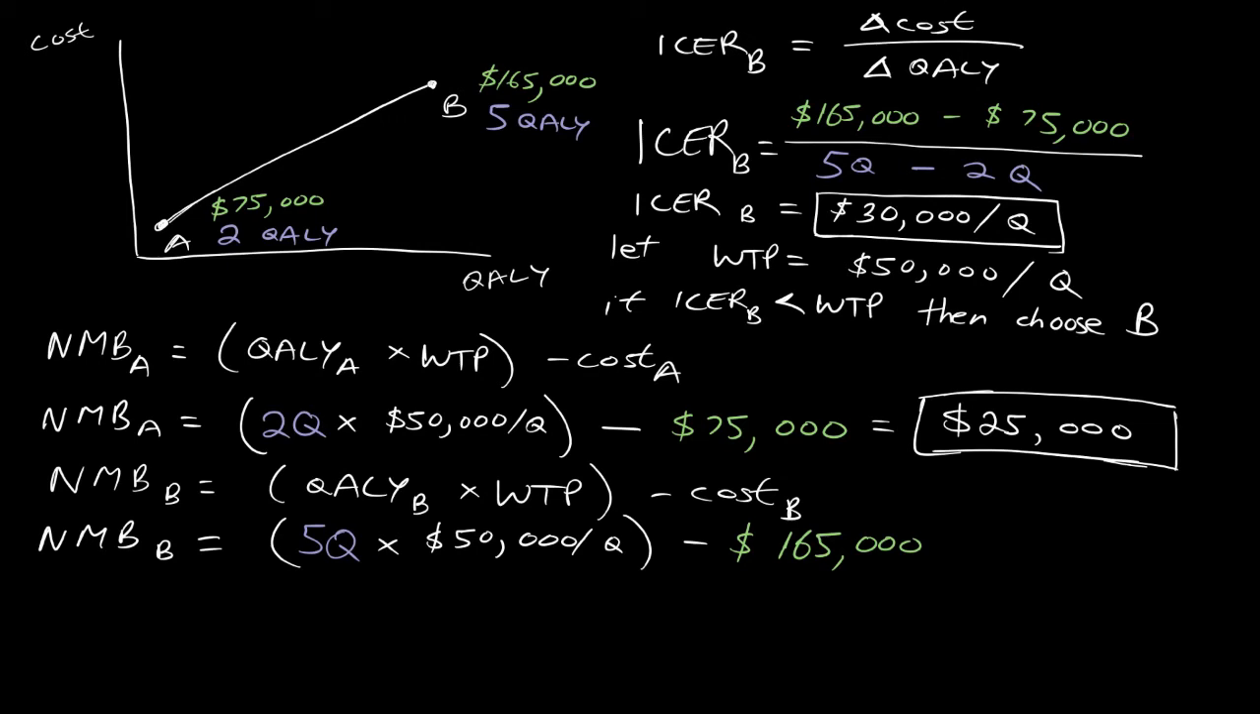So what's that going to be? 5 times 50,000, that's going to be $250,000, minus $165,000. It's going to be $85,000. So the net monetary benefit of drug B is going to be $85,000.